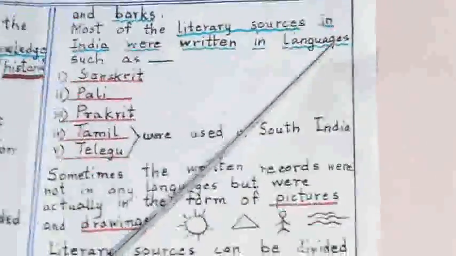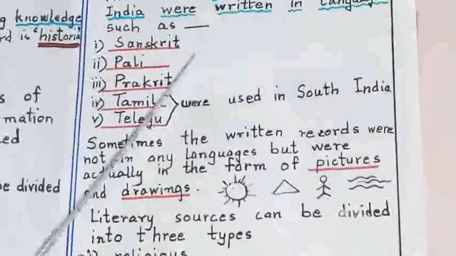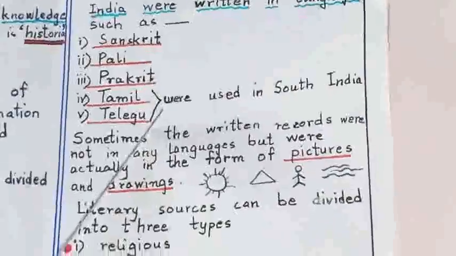Most of the literary sources in India were written in languages such as Sanskrit, Pali, Prakrit, Tamil and Telugu. Now, Tamil and Telugu were used in South India.